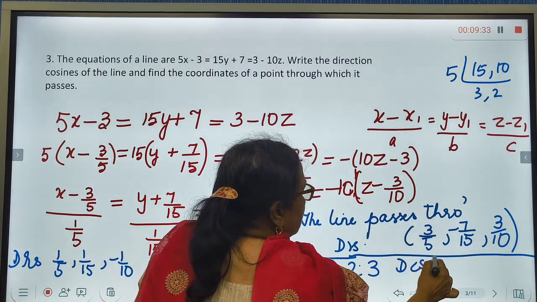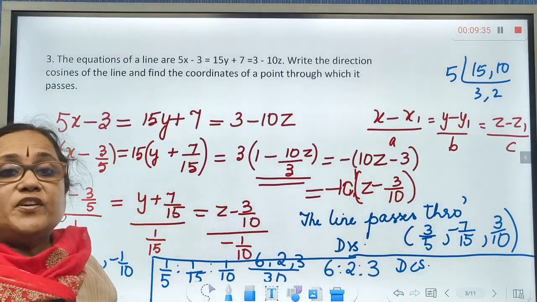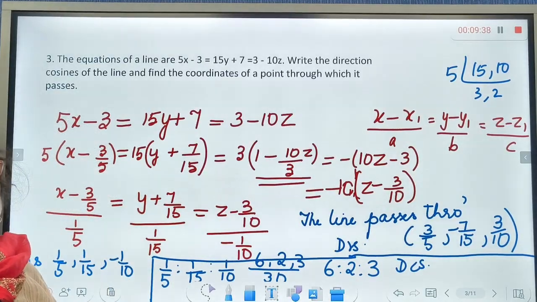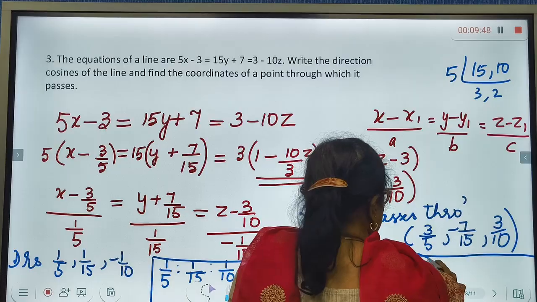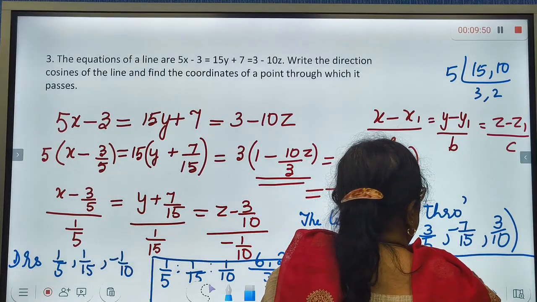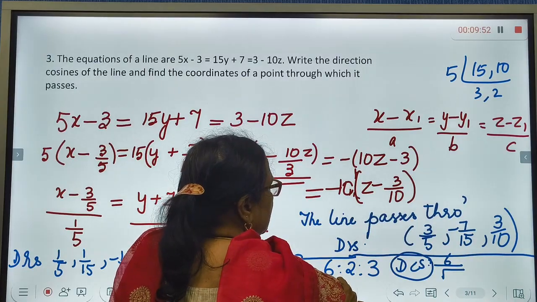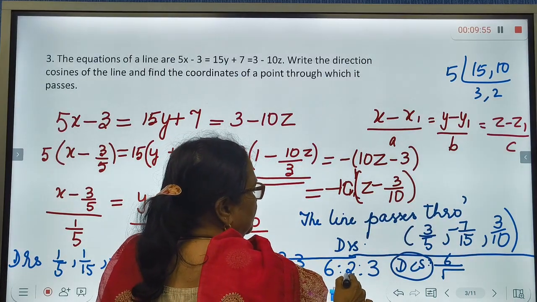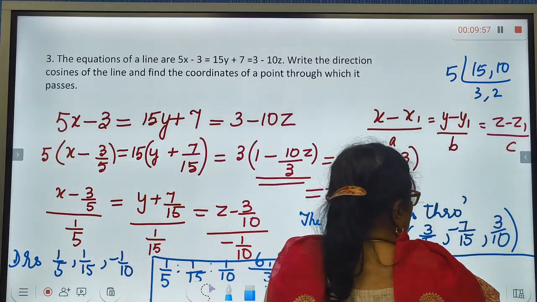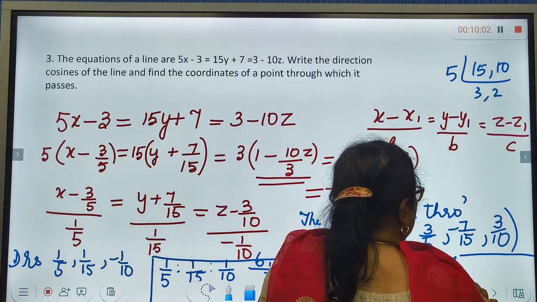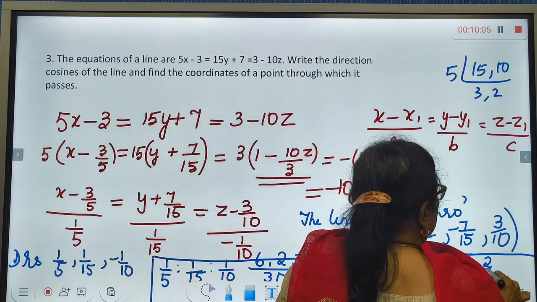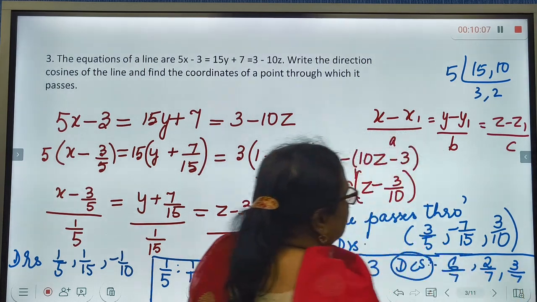What will be the DCs? DCs are given by a by root of a square plus b square plus c square, b by root of a square plus b square plus c square, and c by root of a square plus b square plus c square. So direction cosines will be 6 by root of 6 square, which is 36, plus 2 square which is 4, 40, plus 9, 49, which is 7. So the direction cosines will be 6 by 7, 2 by 7 and 3 by 7.